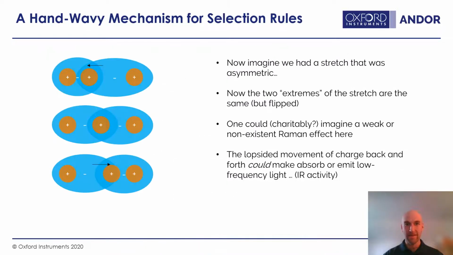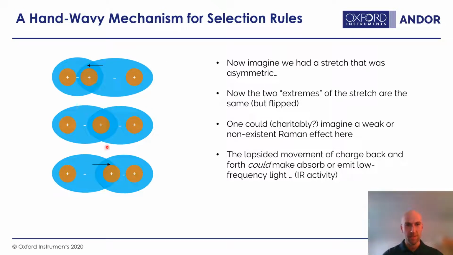Again, hand wavy. Now here's a very hand wavy mechanism for selection rules. So Raman, there are way more vibrational modes in a molecule than there are Raman active modes. So why might that be? Remember the Raman active vibrations that I showed you in benzene. They were highly symmetric. So imagine we had a stretch that was asymmetric. Here we can kind of see this is a now triatomic linear molecule, and this is the vibrational mode that corresponds to one nucleus bouncing back and forth with respect to the others.